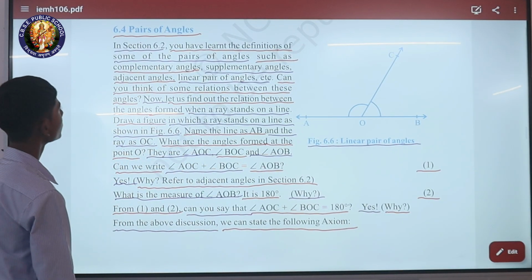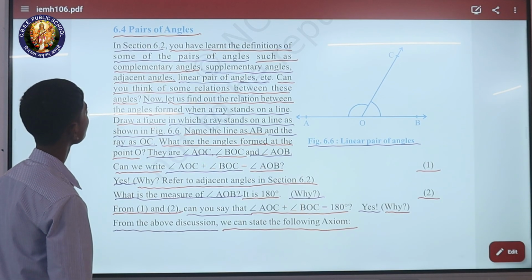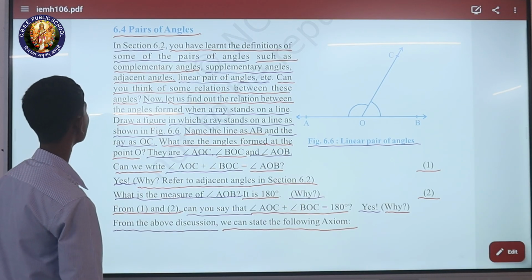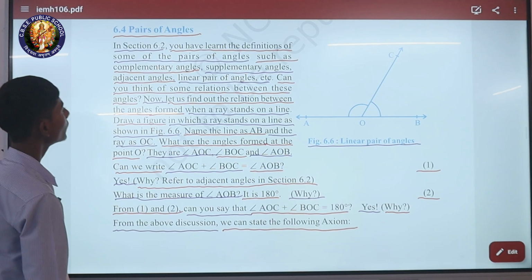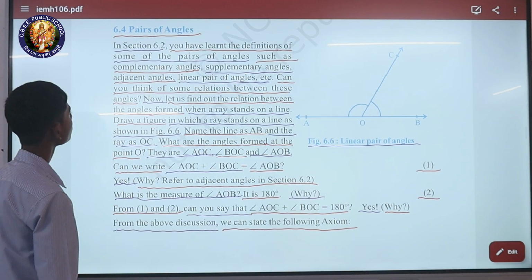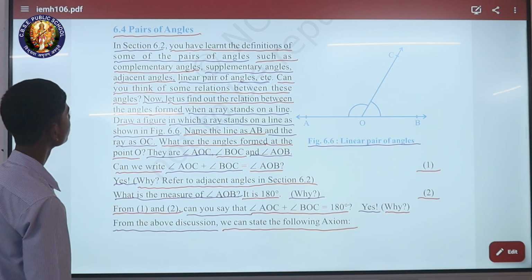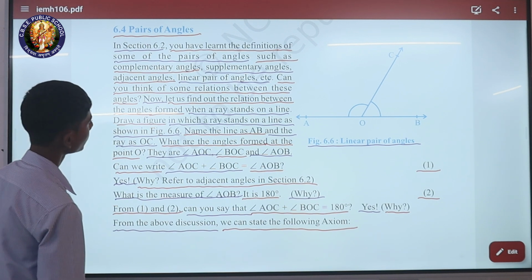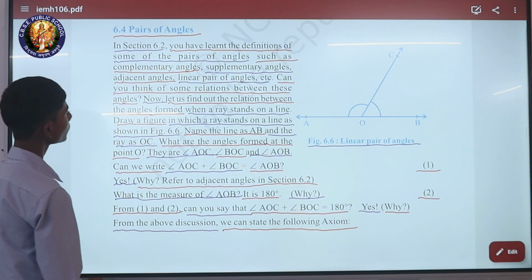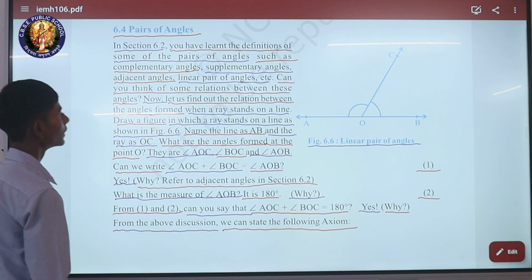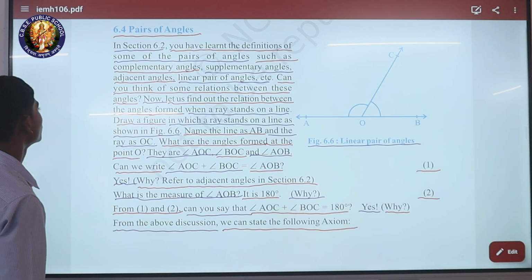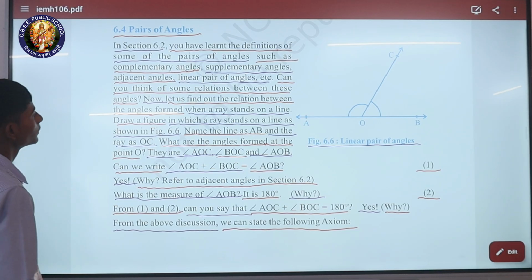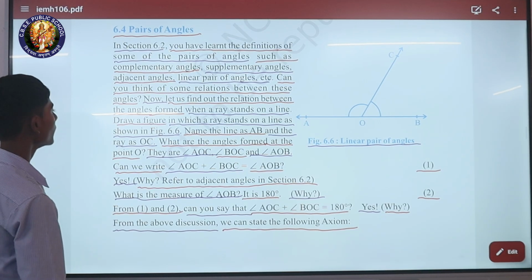6.4 Pairs of angles. In Section 6.2, you have learned the definitions of some of the pairs of angles, such as complementary angles, supplementary angles, adjacent angles, linear pair of angles, etc. Can you think of some relations between these angles?